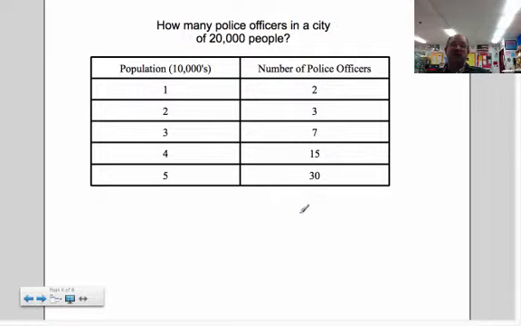All right, and then here's a little data that I made up, but maybe I didn't. How many police officers are there in a city with 20,000 people? Here's the data. These are tens of thousands of people. Well, that doesn't make any sense. This wants to be 200,000 people. Good Lord, because 20,000, I already gave you the answer, didn't I? So if it's 200,000 people, that's what we wanted to say. How many police officers in a city with 200,000 people?